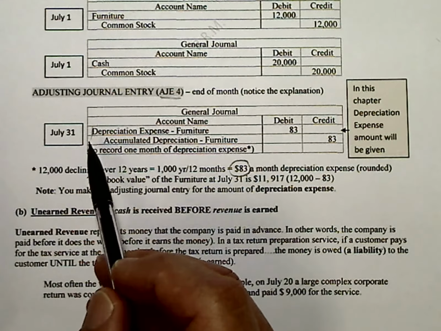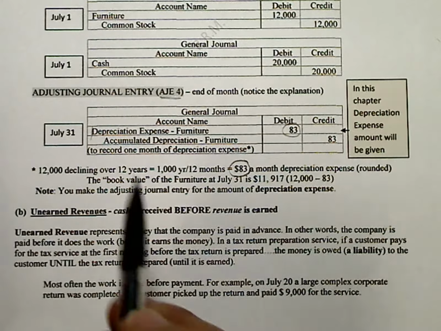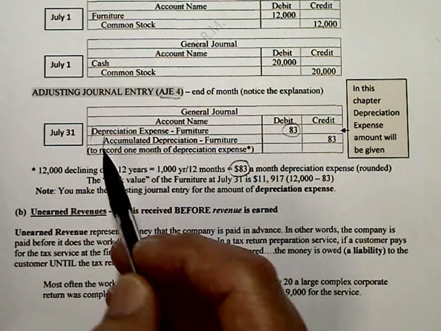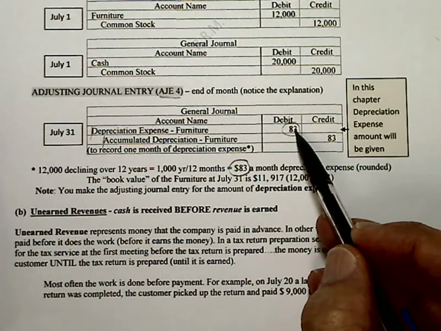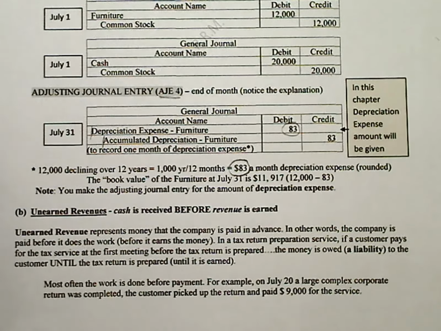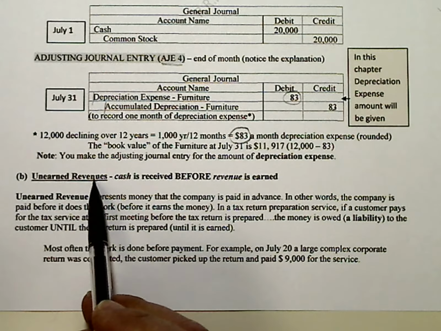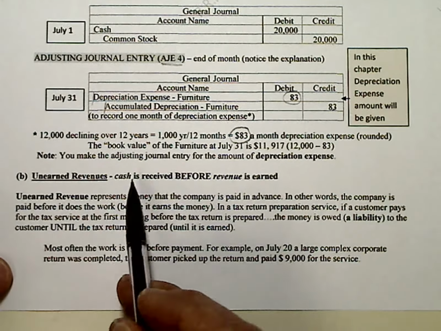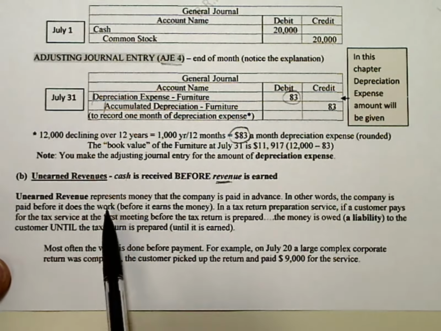Depreciation expense, record our estimate of the decline in value, $83, and accumulated depreciation, that contra asset account, goes up. Expense up and accumulated depreciation, furniture up. Okay, now let's go to this next category. Unearned revenues. Unearned revenues. The cash is received before the revenue is earned.